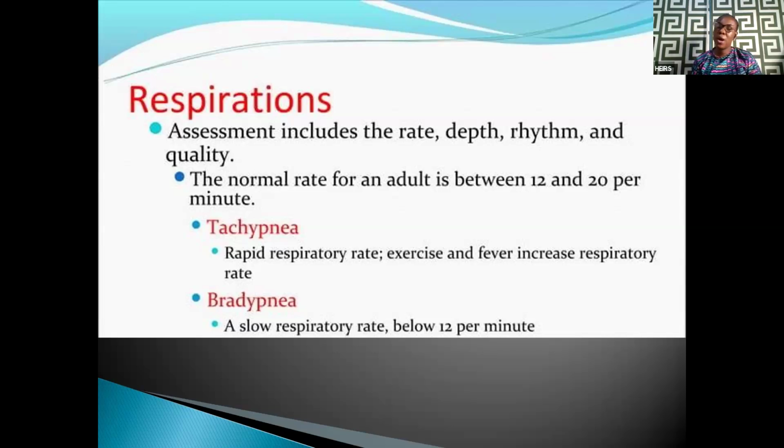So normal respiratory rate for adults is between 12 and 20 cycles per minute. We call it cycles per minute, or just 12 to 20 breaths per minute. So two terms you would also encounter in your practice. You hear tachypnea. Tachy just means fast. Brady means slow. So anywhere you hear tachy, you know that's fast. This is rapid respiratory rate that can be caused by exercise, fever, or some disease state. So you find that the respiratory rate is more than 20. Then bradypnea is slow respiratory rate that is less than 12 breaths per minute.